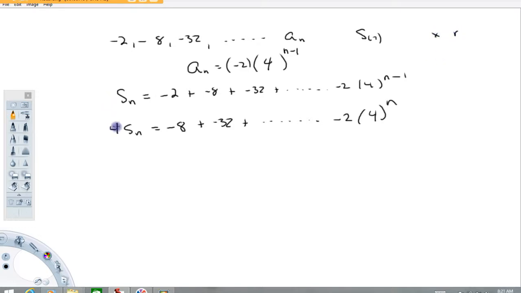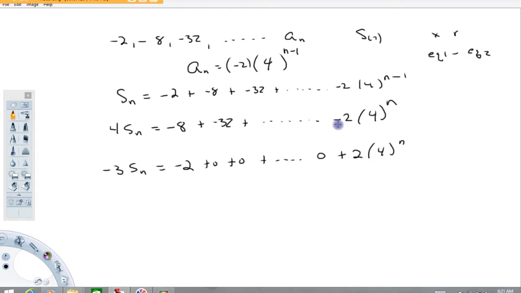Okay, so we did our times by r. Now we've got two equations, 1 and 2. Then we take equation 1, subtract equation 2. So when we take this guy minus this guy, we are now going to have -3 s sub n equals, right-hand side, -2, there's nothing to subtract, we leave it alone. -8 minus a -8 is 0. -32 minus a -32 is 0. And again, partner, partner, partner. This one will have a partner as well. So that very last one is going to be a 0. This one doesn't have a partner here, so you can think of it like 0 minus 2 times 4 to the n. So that's going to be plus 2 times 4 to the n.